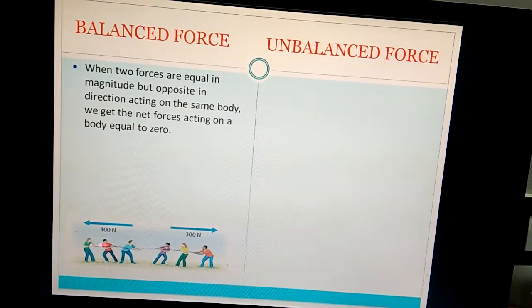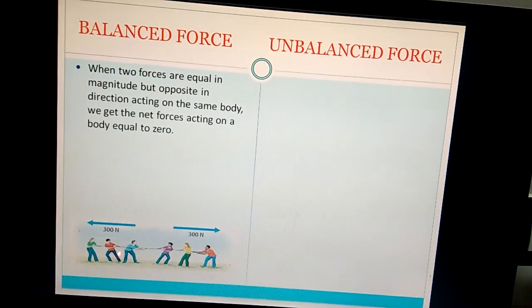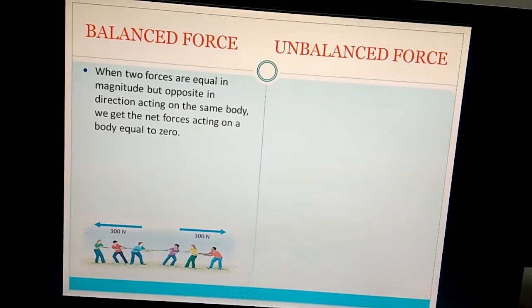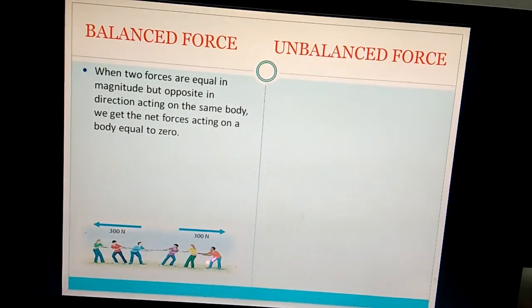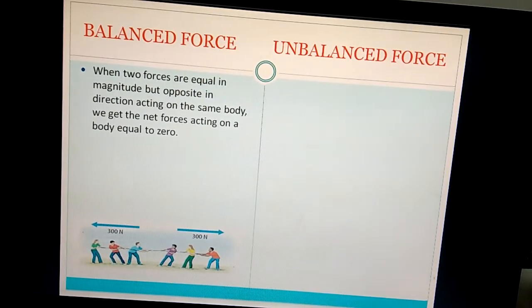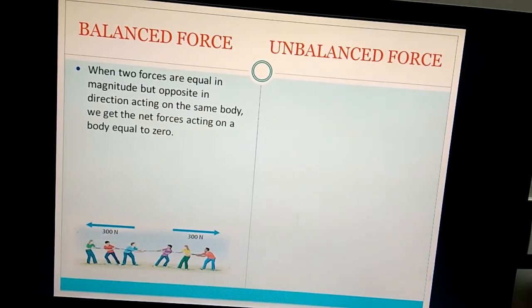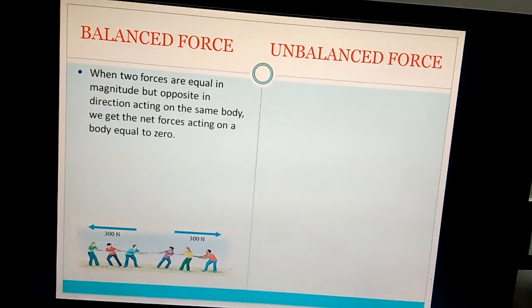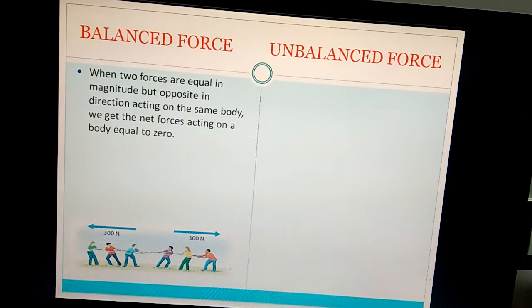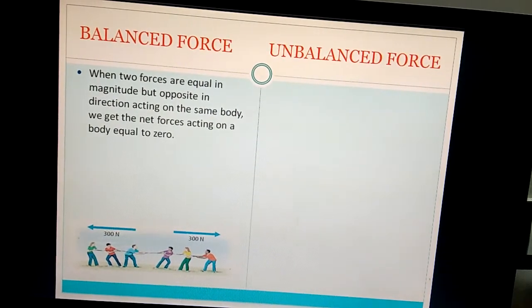You can see here the tug of war happening. There are three people on this team, three people on this team. Now you can see the force applied by this team is 300 newton and the force applied by this team is also 300 newton. Since the forces are equal and opposite in direction, the rope movement will not take place. The rope is not going to move at all, which means that with balanced force, the object is not moving.